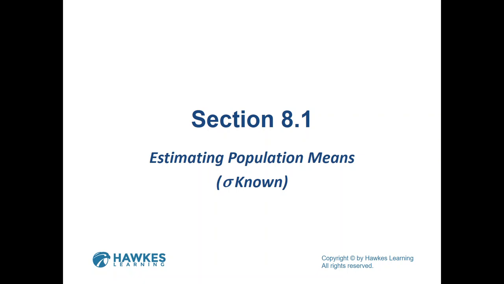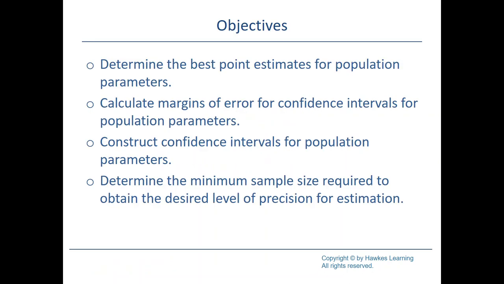Let's talk about section 8.1, estimating the population mean, where the standard deviation of the population is actually known. Understand that there are going to be a few different sections here where we talk about estimating the population means, and again, this is going to be whether or not we actually know the standard deviation of the population. In order to do this, there are a few different steps.